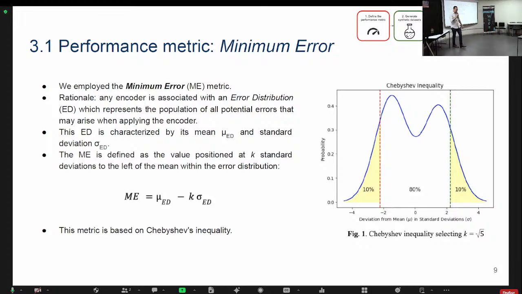error distribution. And this metric is based on the Chebyshev inequality, which in summary states that for any population, you can say that at least a certain portion of the data can be found within k standard deviations from the mean. And something important is that this applies regardless of the shape of the distribution. So in summary, we want to find the error located at root 5 standard deviations to the left of the mean.